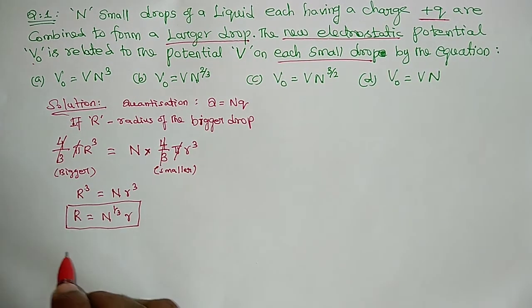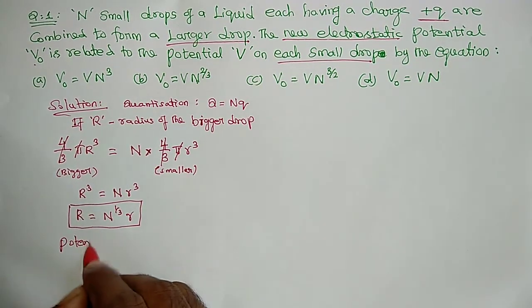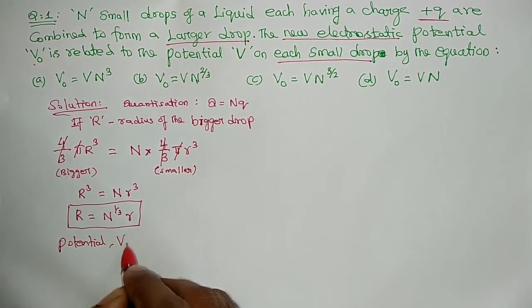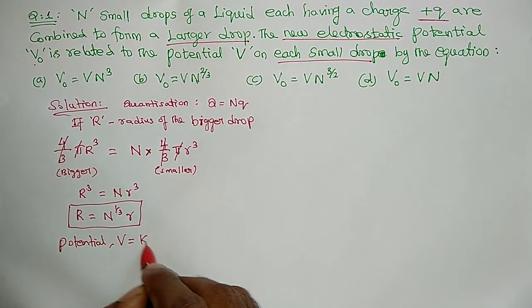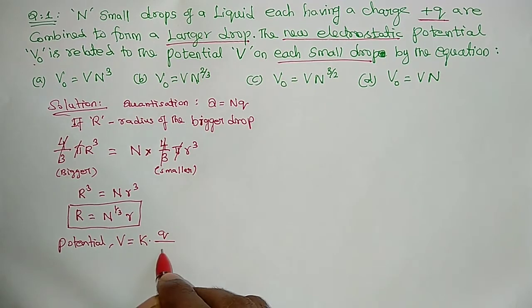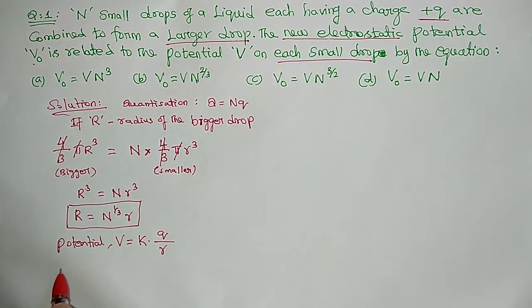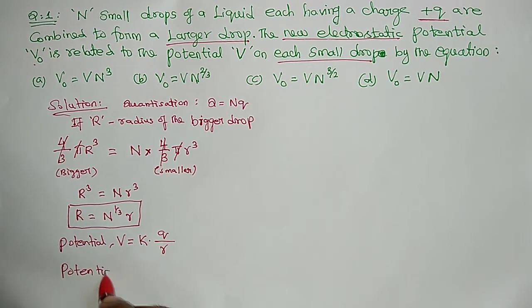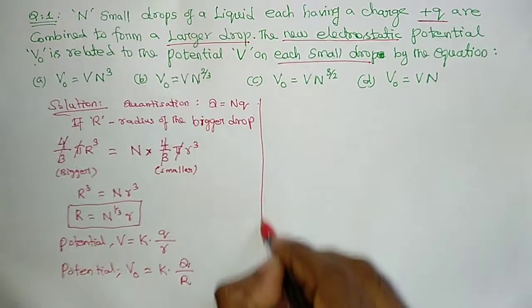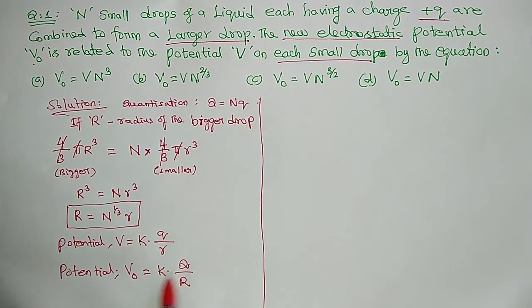Then the potential on the smaller drop. The potential V on the smaller drop, we know the equation, is K into q by r. This is for the smaller drop. The potential for the larger drop, that is the new potential V0, is K into Q by R. This is the potential due to the smaller drop, and this is the potential due to the larger drop.